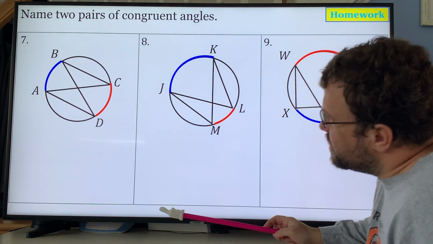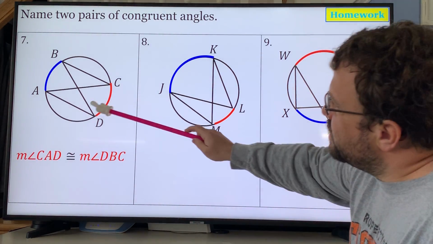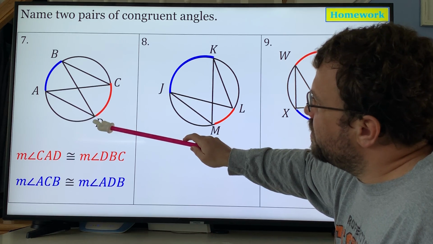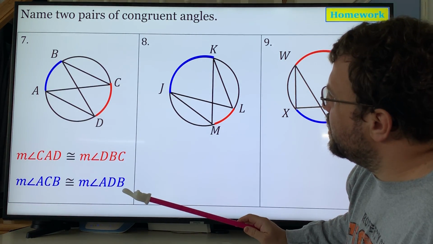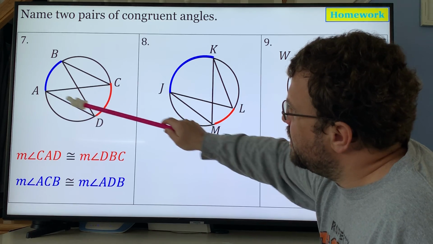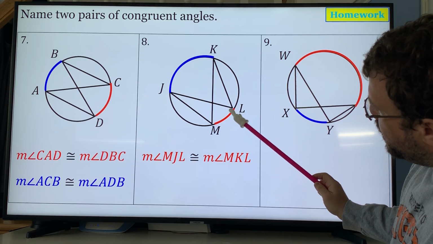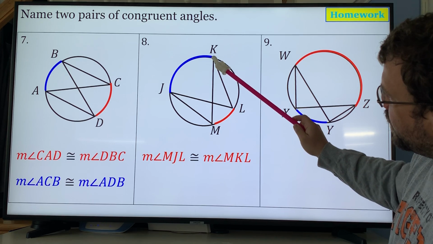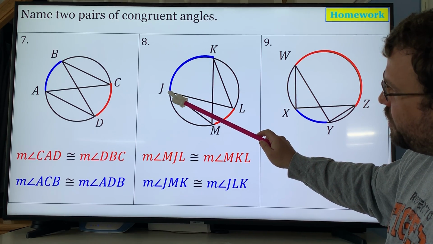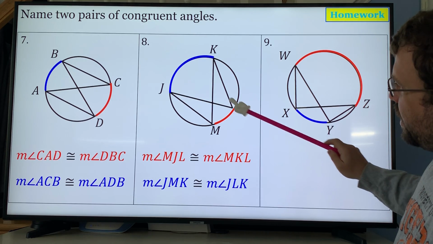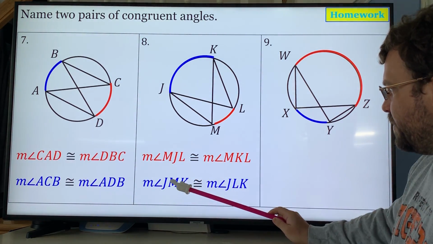Number two. Let's do these problems right here. Name the 2 pairs of congruent angles. All right. Well, measure of CAD equals CBD, and also with this angle right here, I didn't label the colors. With this arc right here, BDA and ACB. This one right here, using this arc, you have MJL and MKL. Using the blue arc, you have J, you start with the endpoint on the arc, vertex, endpoint, JLK, and then you can go JMK.